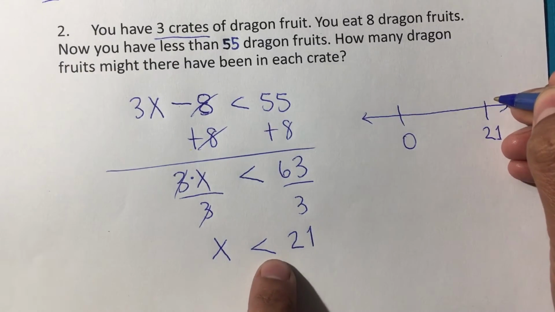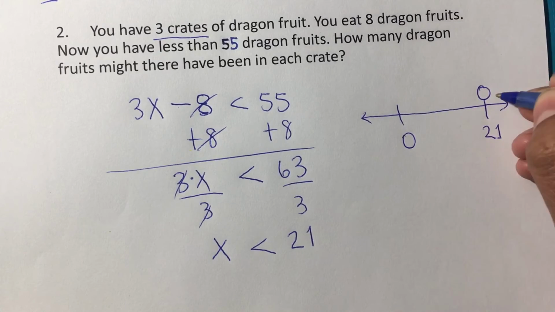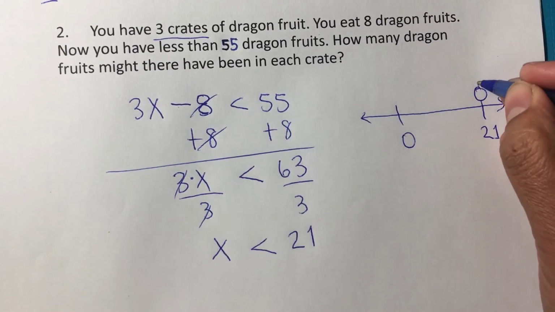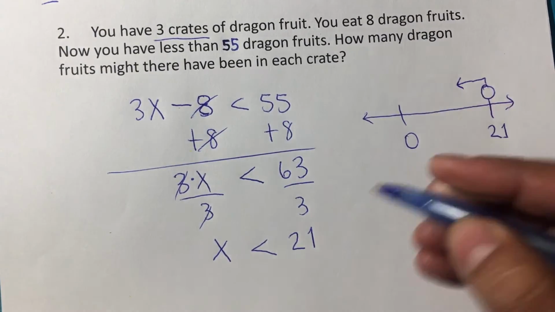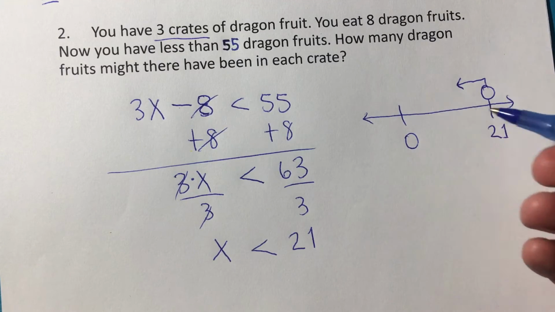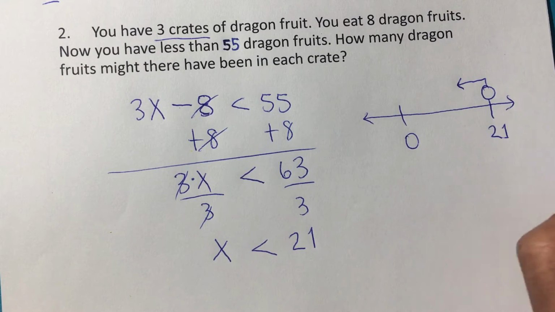The circle is going to be open, and less than goes to the left. When it's less than, it always goes to the left. When it's greater than, it goes to the right.